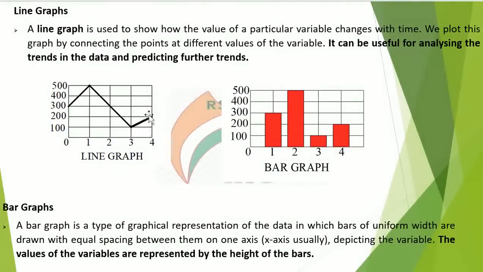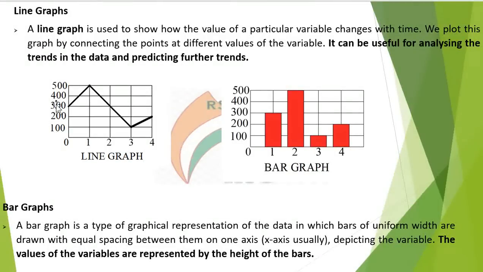For example, we have this line graph. At the start of the period, the requirement of a product is 300 units. At the start of the first month, the demand rises to 500. At the start of the second month, it comes down to 300. At the start of the third month, it comes down to 100. And again, at the start of the fourth month, it rises to 200. So we can represent the data in this way.